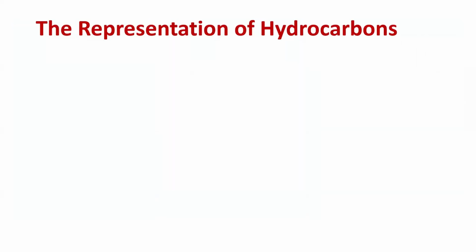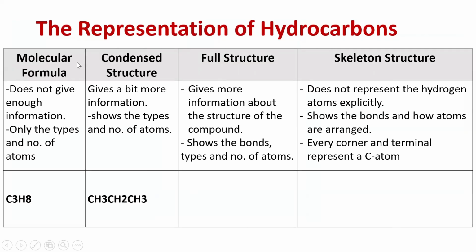How to represent hydrocarbons? There are many ways to represent hydrocarbons, and these are very important to know in order to draw the hydrocarbon and name it. The molecular formula, the condensed structure, the full structure, and the skeleton structure. The molecular formula doesn't give enough information. Later we will see why in future videos. It represents only the types and number of atoms. For example, C3H8. Simply you can say this is propane. But as we study more structures, we will see that just C3H8 is not enough to know what this compound is. From this molecular formula, we know that we have 3 carbons and 8 hydrogens.